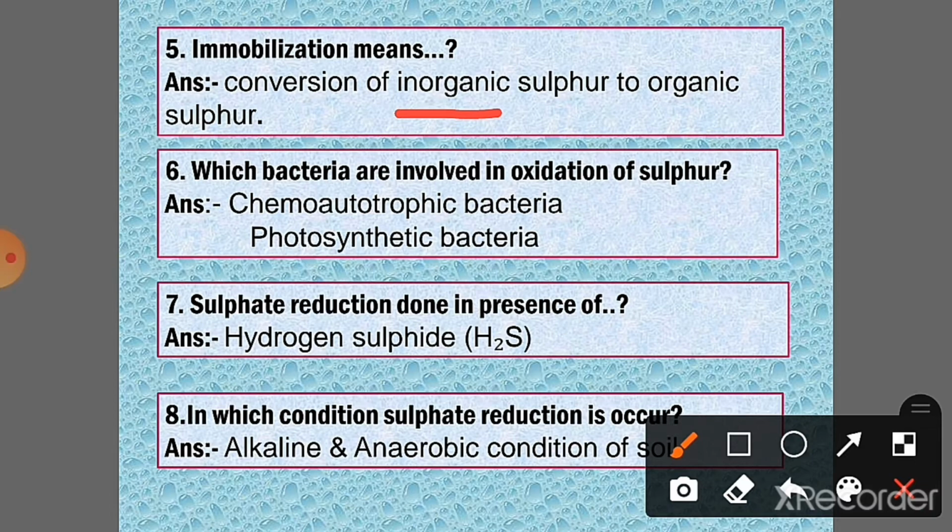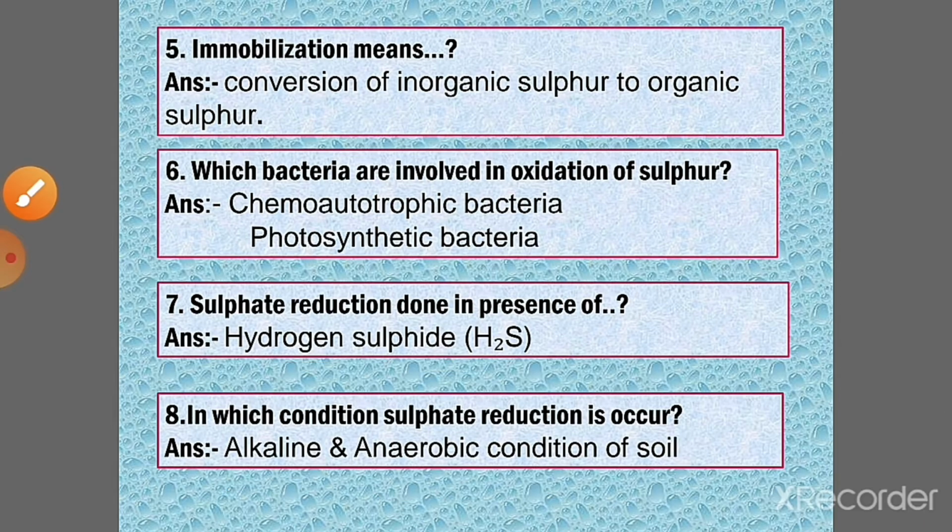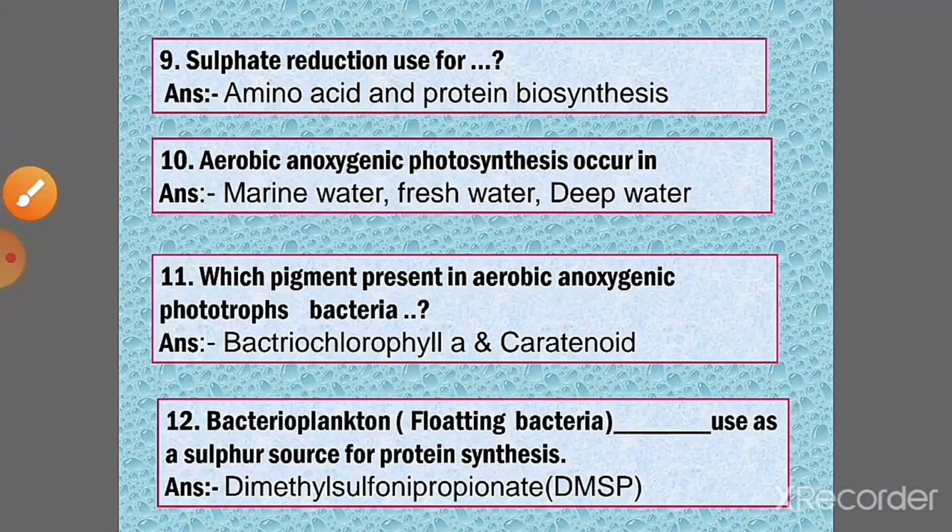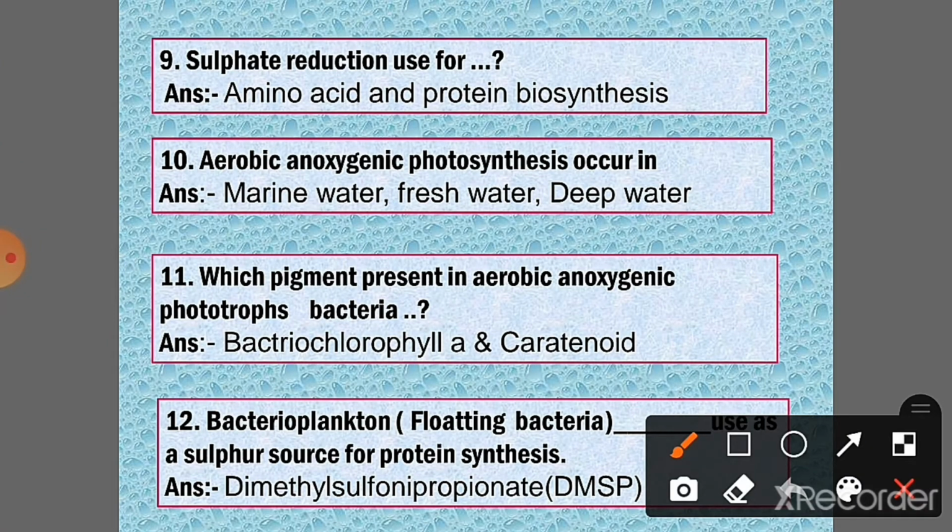Question 7. Sulfate reduction is done in the presence of? Answer: hydrogen sulfide. Question 8. In which condition does sulfate reduction occur? Answer: alkaline and anaerobic condition of soil. Question 9. Sulfate reduction is used for? Answer: amino acid and protein biosynthesis.